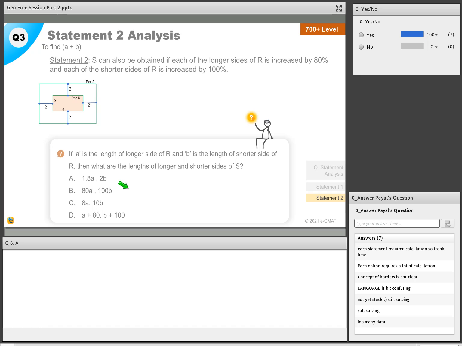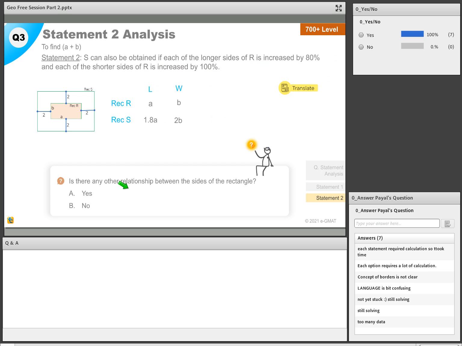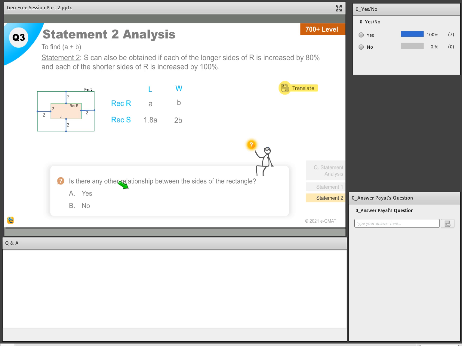Okay. Now, next, statement number 2. Statement number 2, again, it requires you to translate the information that's given here and then again put it in the table. Now, I'm pretty sure that you would have been able to arrive at this point over here that rectangle R has A, B, rectangle S has 1.8A and 2B. Now, is there any other relationship between the sides of the rectangle? Any other information that's given to you such that you can utilize this table over here, 1.8A, 2B, A and B? And what is it?